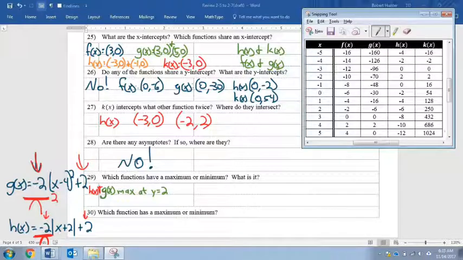And number 30 asks the exact same question: which function has a maximum or minimum? Yeah, that's a typo. Whatever. So we're done.